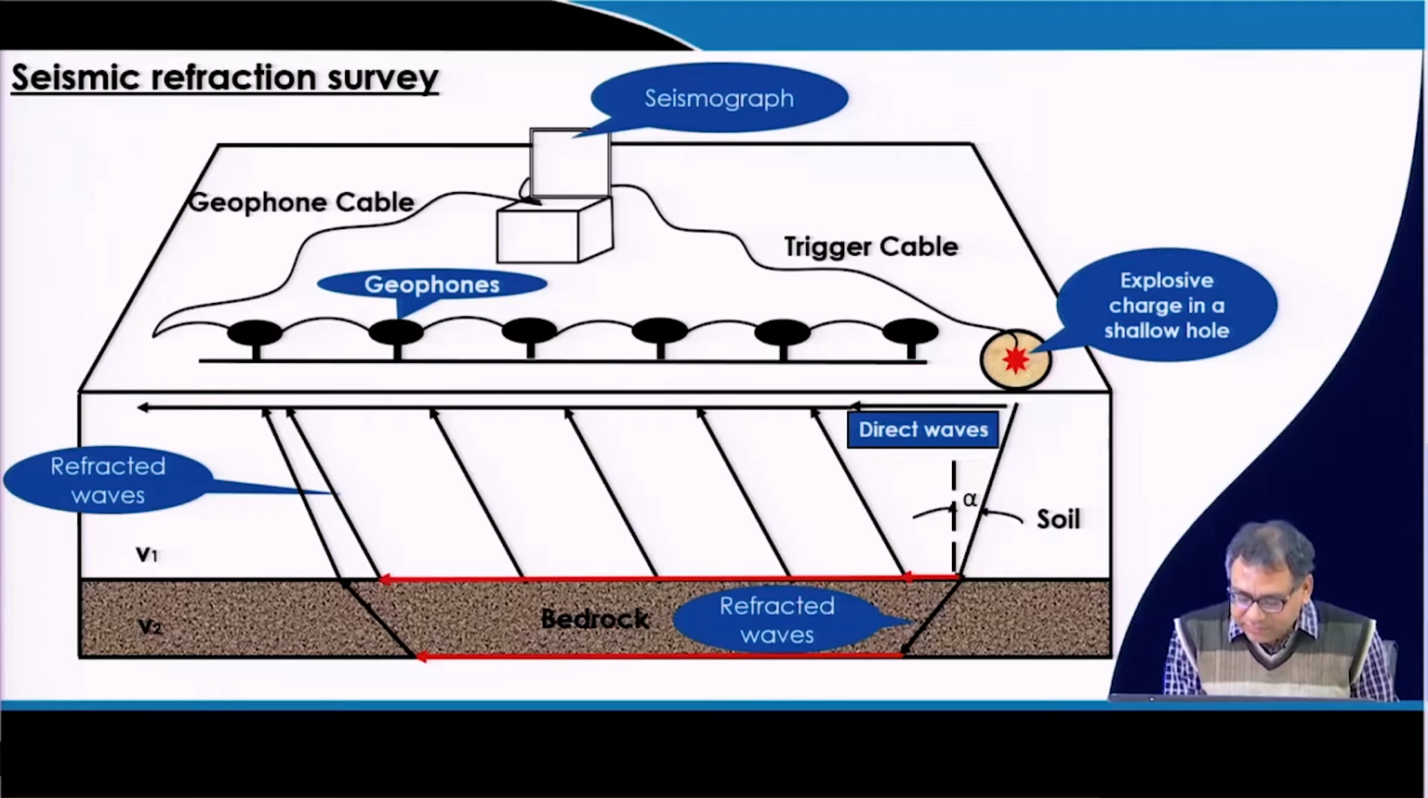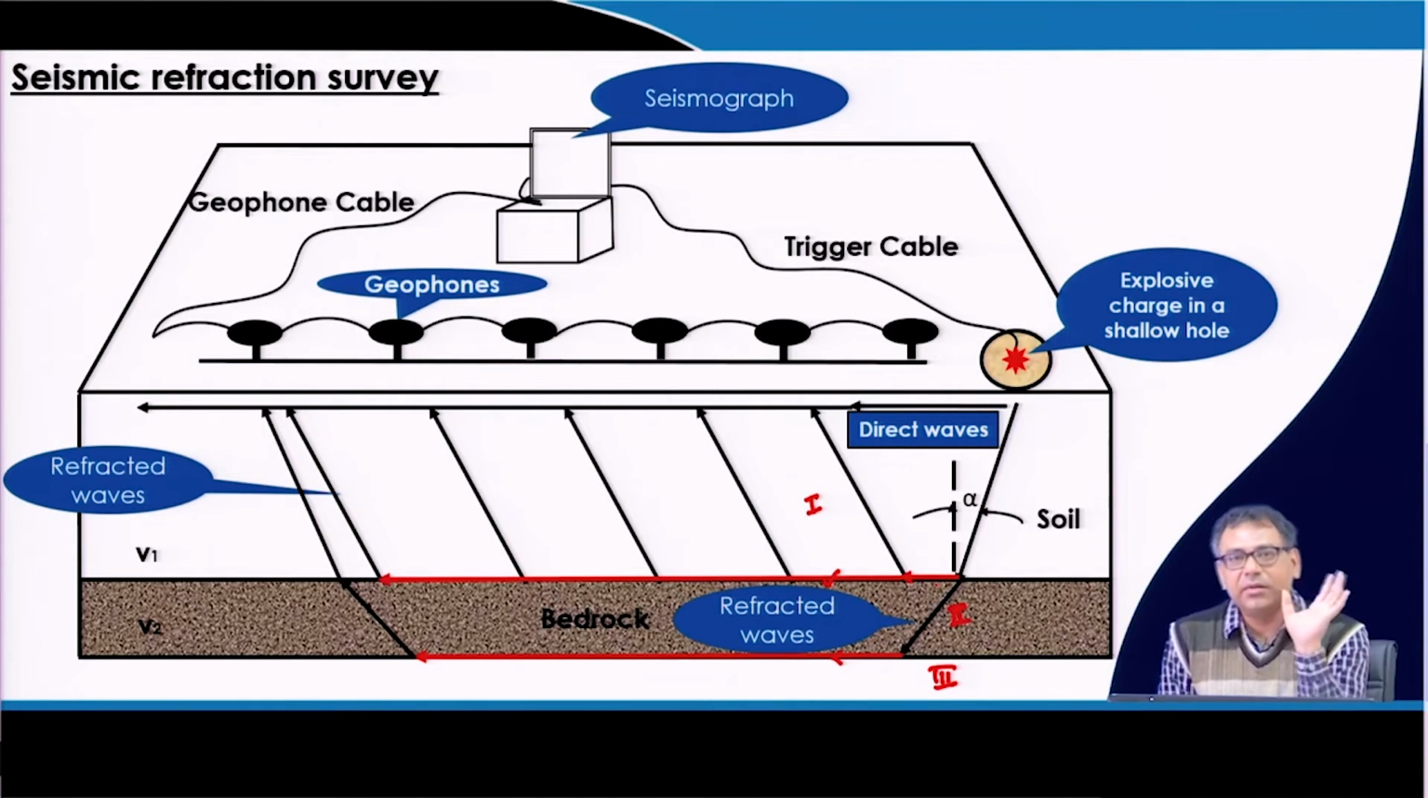Because these refracted rays, this is the interface between the first layer and the second layer. These refracted rays, this is the interface between the second layer and the third layer. So that means if there is a two layer system, then we will get one refracted ray and one direct ray, but we are required to measure only the first arrival time of the wave. And if there are more than two layers, then there will be more than one refracted ray.